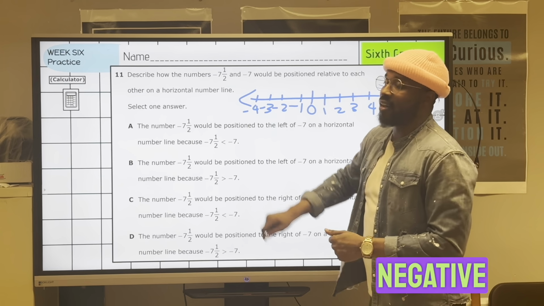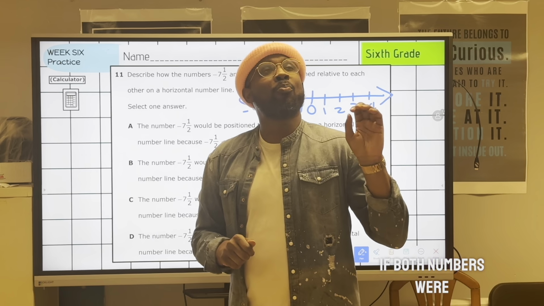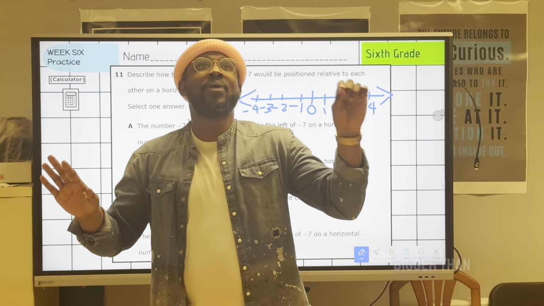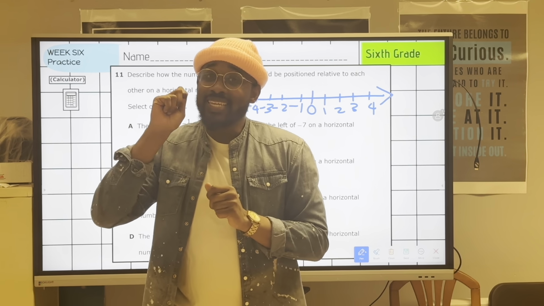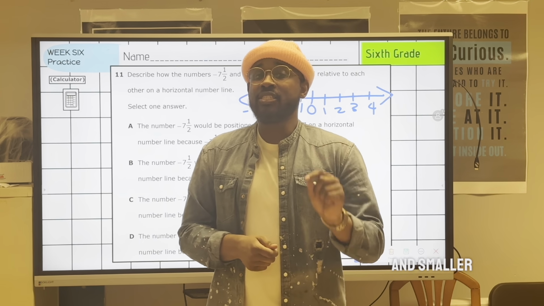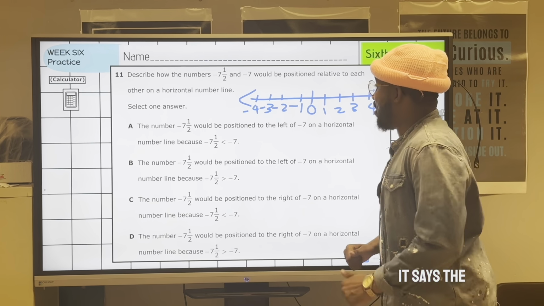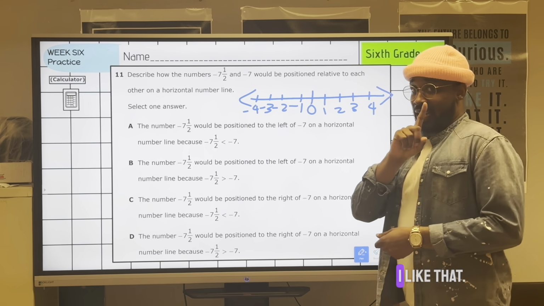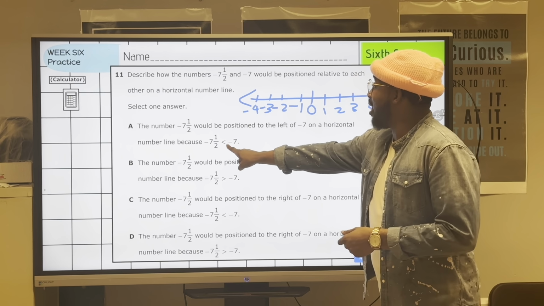So when I look at -7.5 and -7, if both numbers were positive, 7.5 would be bigger than 7. But because they're both negative, -7.5 is smaller than -7. And smaller numbers go on the left. So let's read. It says the number -7.5 would be positioned to the left of -7. I like that. On a horizontal number line, because -7.5 is less than -7.